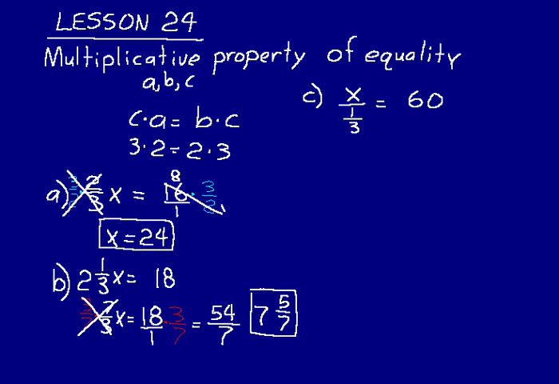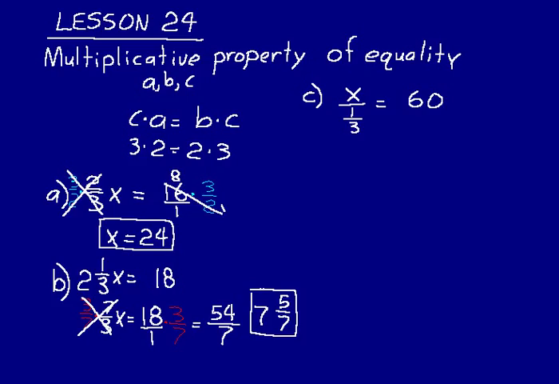Look at practice problem C. We have x divided by 1/3 equals 60. So basically the variable x is in the numerator, 1/3 is in the denominator. Anytime you have a problem like that where you have a numerator and then the denominator is a fraction, or vice versa, that's called a complex fraction. And it can make things a little bit confusing. But let's just try to use our multiplicative property to isolate x.